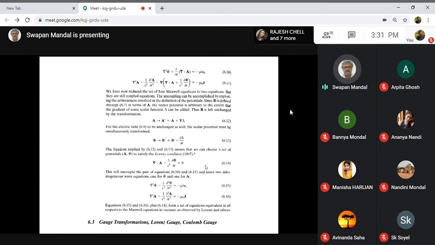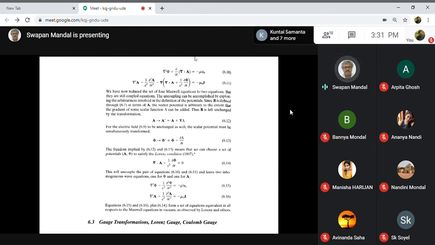So under this Lorentz condition, if you put it here as 0, it is a remarkable achievement. What we achieved is a differential equation involving A only on the left hand side, and the right hand side is a source term. So this is a differential equation involving the vector potential alone. So you can get rid of the scalar potential from this equation.